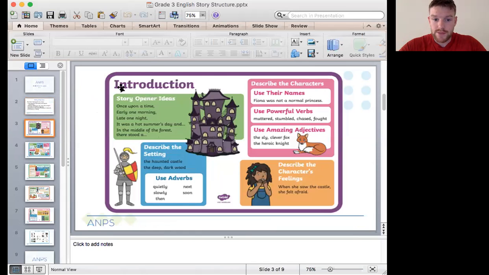Our introduction, okay, we have some opener ideas for you there, some opening phrases. Once upon a time, early one morning, late one night, it was a hot summer's day, and in the middle of the forest there stood a... Okay, you can use your own story openers. They're just some examples. Describe the setting. So where did the story take place and when did it take place? Use adjectives and adverbs to make the story more interesting. Describe the characters. Don't forget to use their names if you can, and use amazing adjectives to make the story more interesting. Describe the characters' feelings if you can.